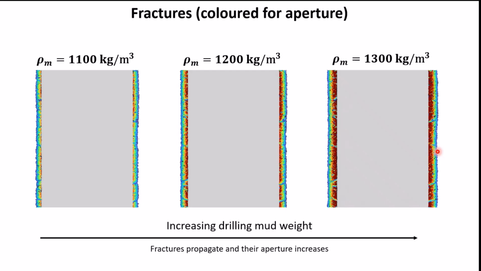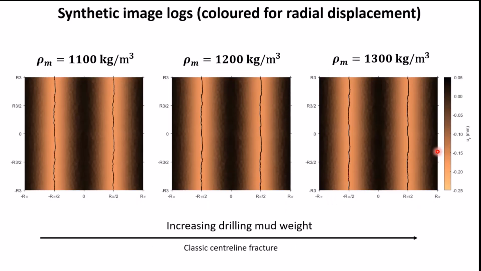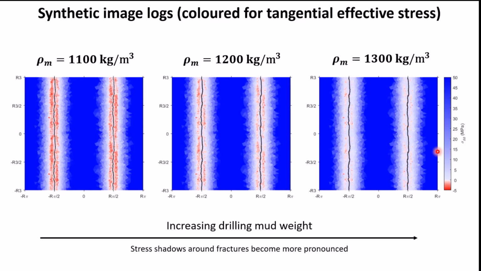But it's a numerical model. We can analyze it in many different ways. We can unwrap it. We can have a synthetic borehole image log. And we see these classic centerline fractures. And we also can color it for effective circumferential stress. Now this is really cool because what is red here is tensile stresses, and you can see as the fractures propagate into the far field, you get a greater stress shadow around these fractures.